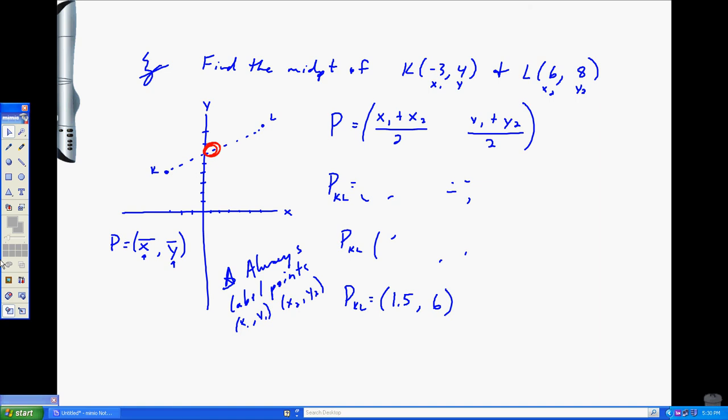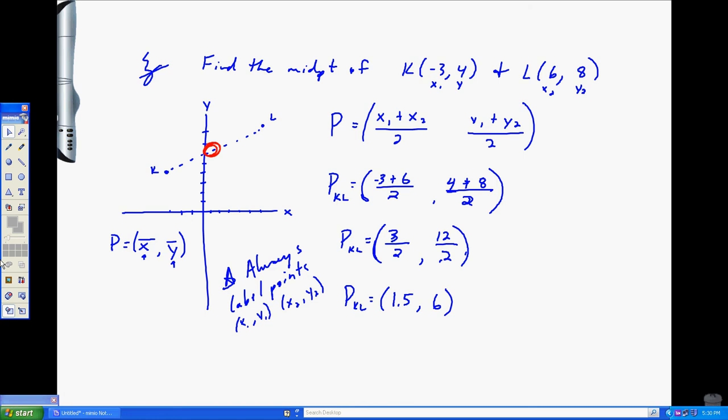Oh boy, here we go. Pen's acting up, so I'm going to try and go back all over this. P of K to L, you got -3 plus 6 divided by 2, comma, 4 plus 8 divided by 2. And then that equals -3 plus 6 was 3 divided by 2, comma, 4 plus 8 was 12 divided by 2. Sorry about that.